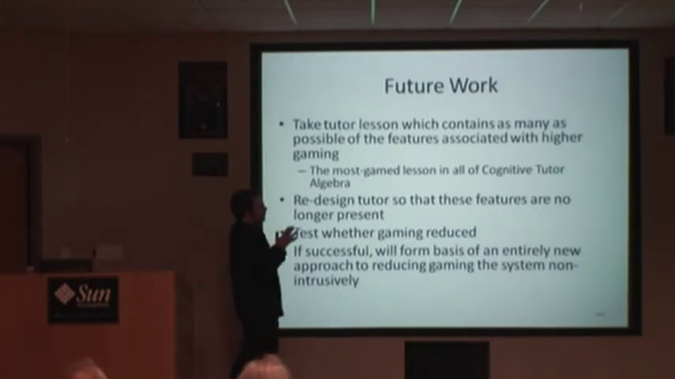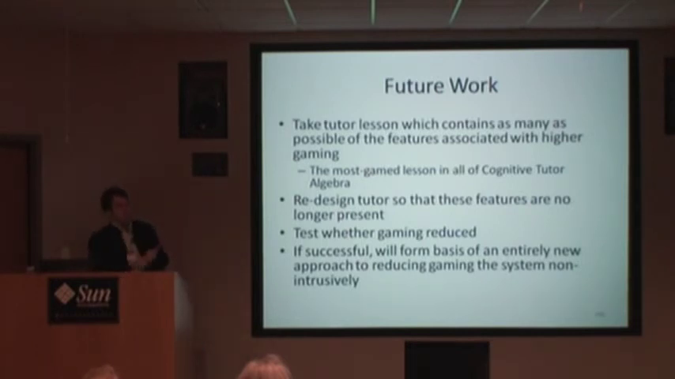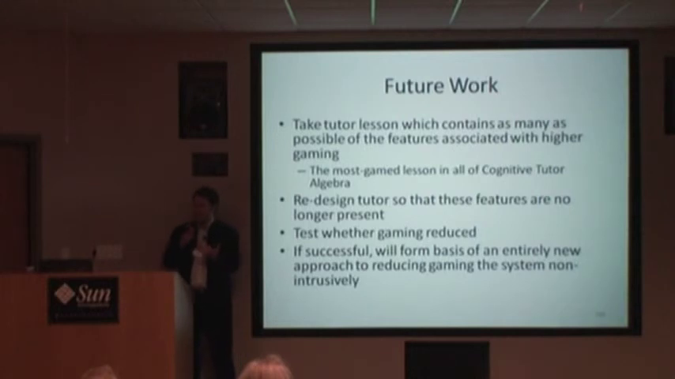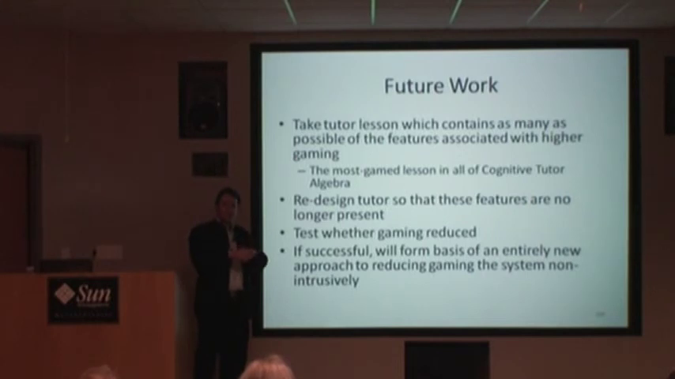So the feature work I alluded to, the first thing we want to do is take the worst tutor lesson out there, the most gamed one in all of cognitive tutor algebra, the one that has as many as possible of the features associated with higher gaming. To our luck, that turns out to be the same one. The most gamed lesson in all of cognitive tutor algebra also has several of these features present. Makes sense with an R-square of 0.56. We're going to fix the tutor, redesign it so those features are no longer present. It has lots of hokey problems.